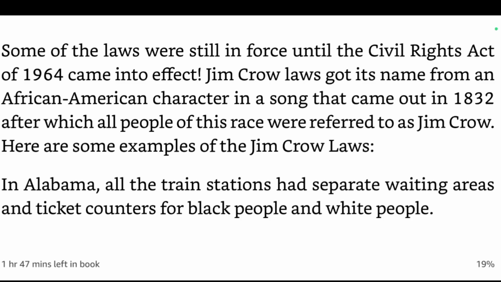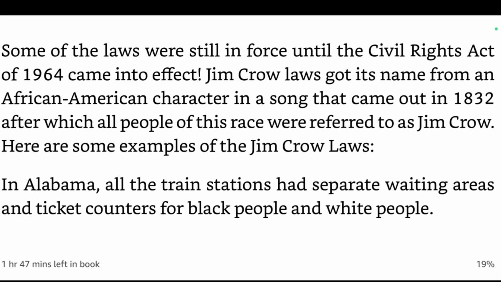Jim Crow laws got their name from an African American character in a song that came out in 1832, after which all people of this race were referred to as Jim Crow. Here are some examples of the Jim Crow laws.